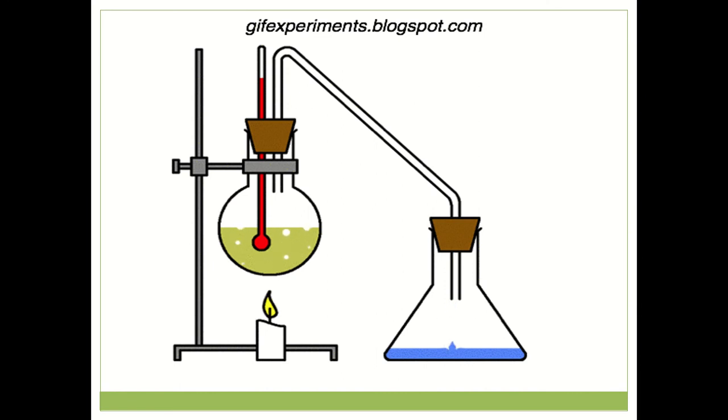As we can see in this experiment, the arrangement of distillation is done. Here the water is getting heated. This water converts into water vapor and is transferred to another conical flask through a glass tube. The water collected in the conical flask is distilled water.